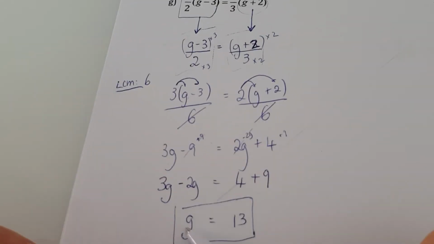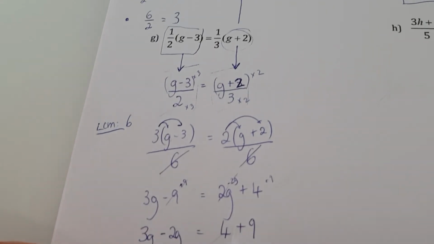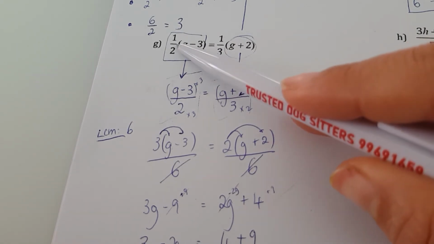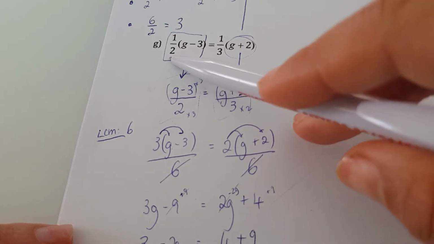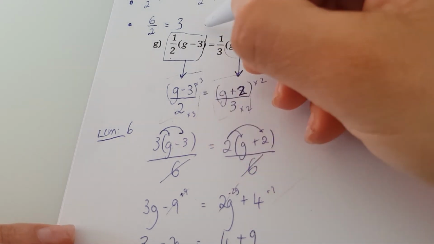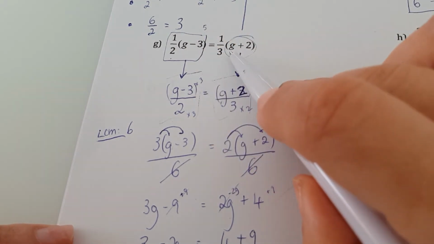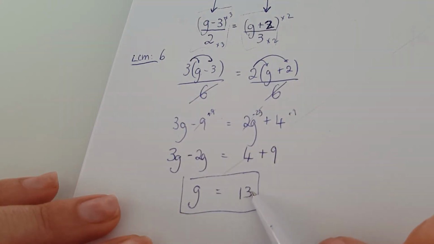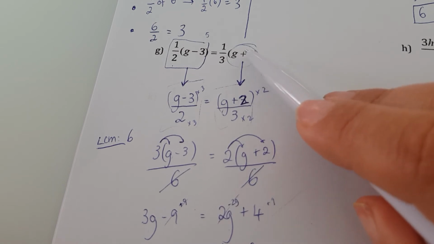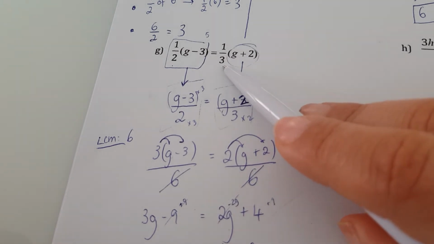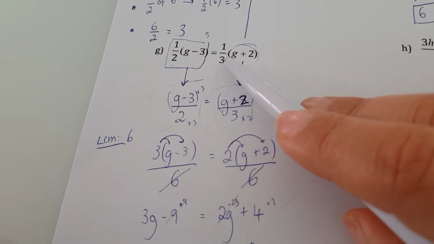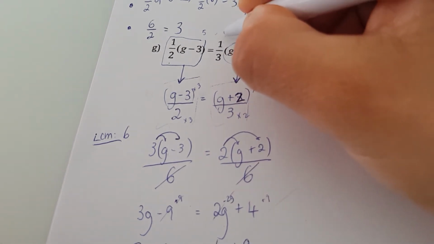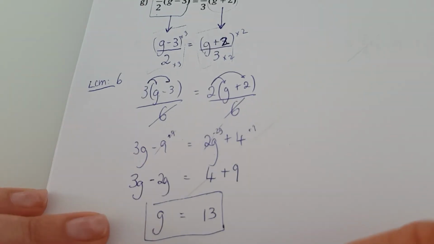Always check it out. g should be replaced by 13. 13 minus 3, which is 10. 10 times half, so half of 10 is 5. Okay, so the other side needs to be 5 as well. Let's see. g, we found it is 13. 13 plus 2, which is 15. 15 times 1/3, which means 15 division by 3, and it's 5 as well. So they're equal to each other, so the answer is correct.